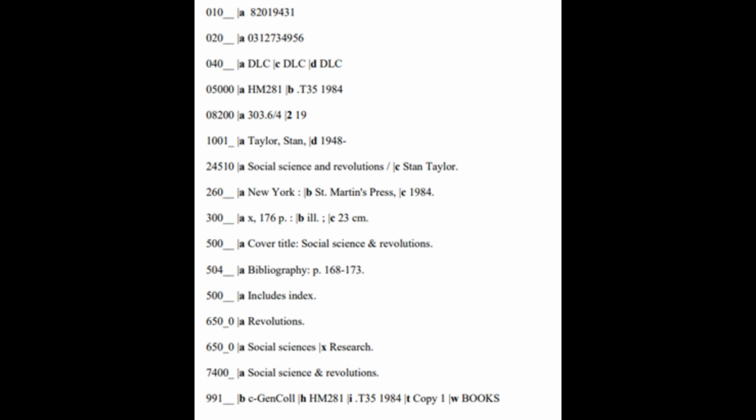And then we have 650, revolutions, that is a general or topical subject. Then another topical subject, 650, is social sciences. Then subfield code X, research. And then we also have tag 740. Why do we have this tag 740? This is an added entry for the cover title, which is Social science and, in ampersand, revolutions.